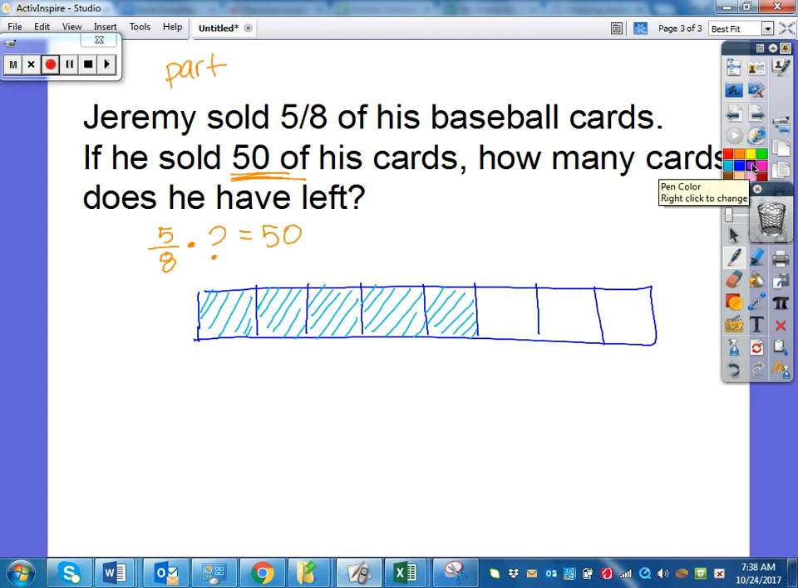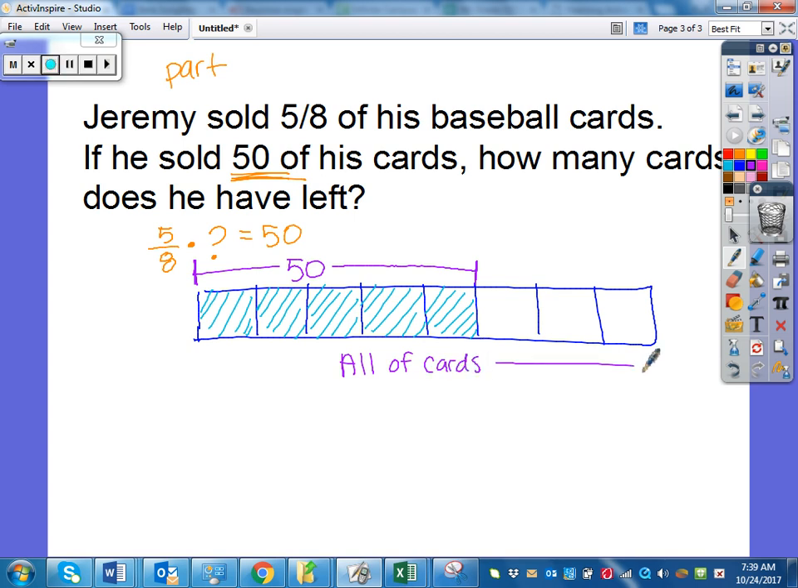Now, the 50. I'm going to label the 50, but I'm going to be very specific. The 50 just represents the amount that he sold. Remember, the entire tape diagram represents all of his cards. So, let me go ahead and label that. All of his cards are all of them right here. These are just the ones he sold.